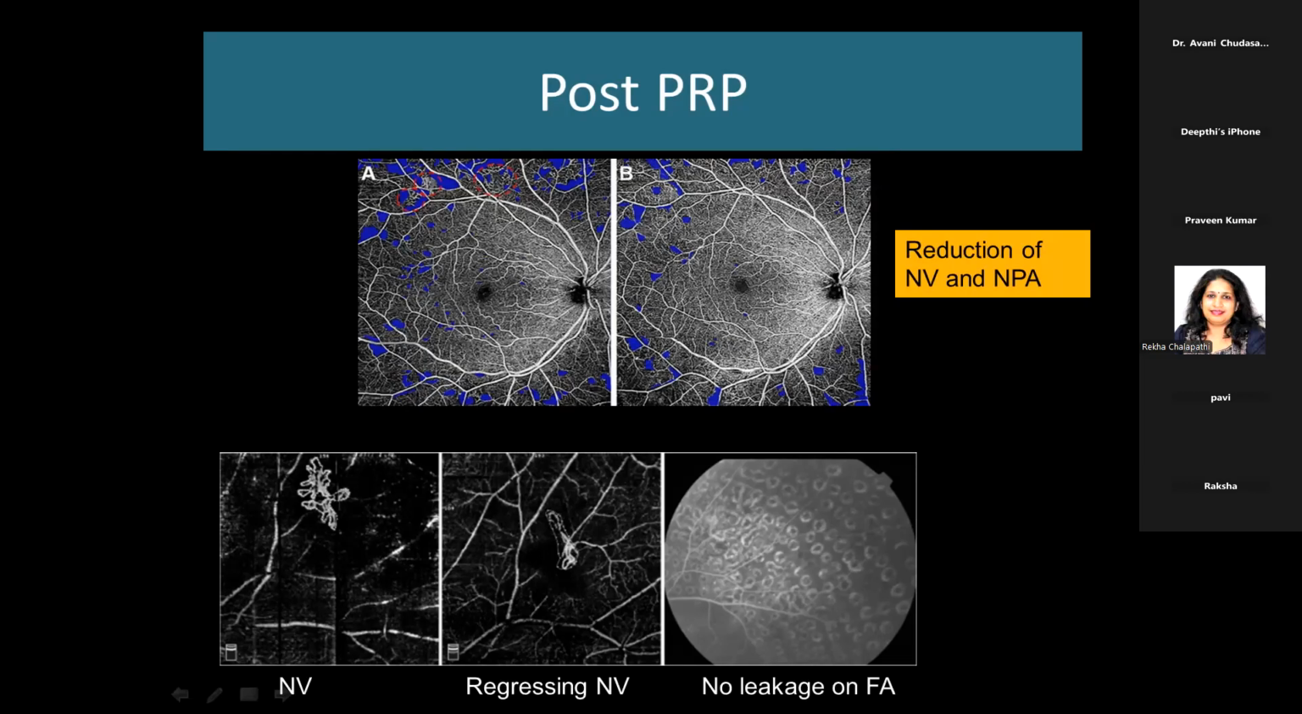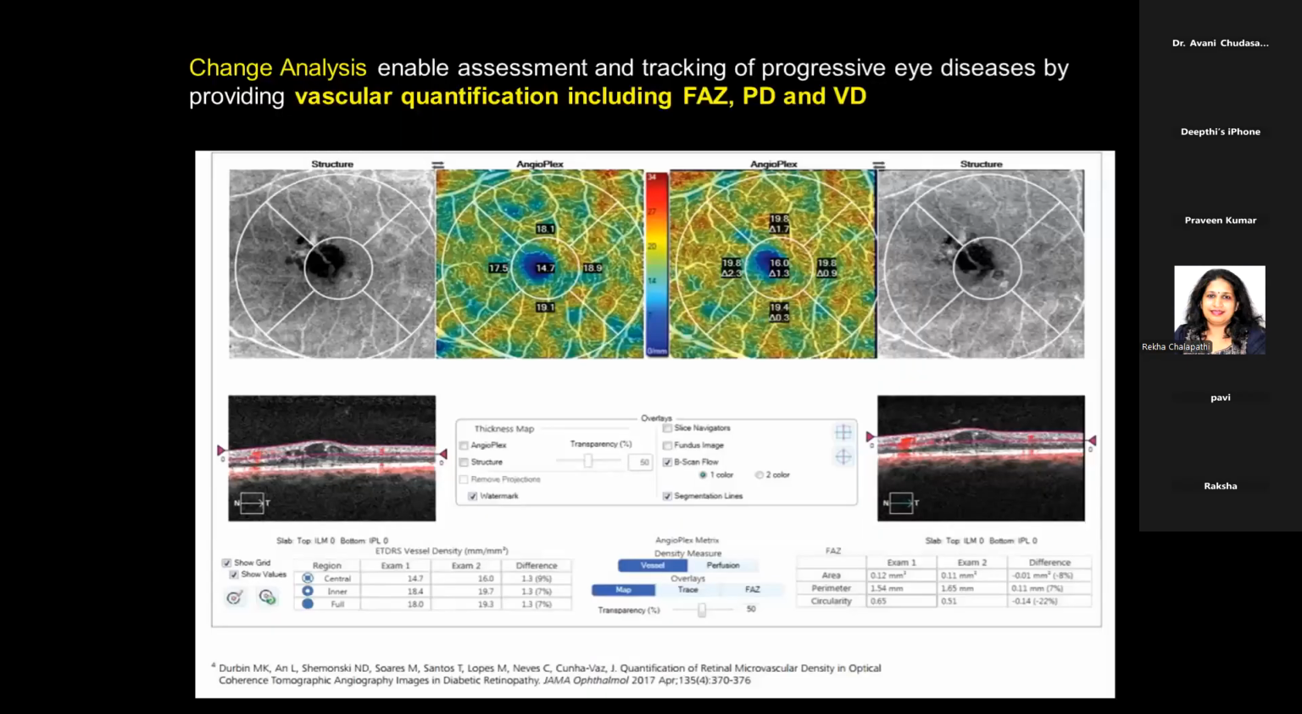Another important advantage in some of the machines is change analysis. The patient keeps coming for follow-up on each visit. You can follow up the vessel density, the FAZ area, perimeter, and circularity on each image and each visit. And it gives a correlation with the previous visit, whether it got enlarged, whether there's a drop in vessel density, whether there's a change in perfusion density, or a change in the FAZ area and circularity.